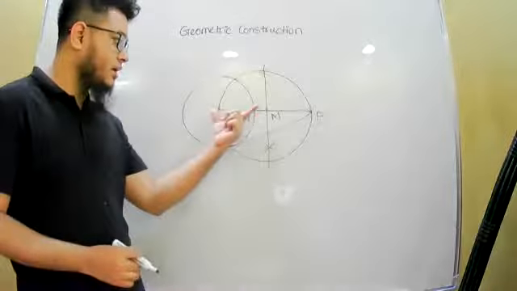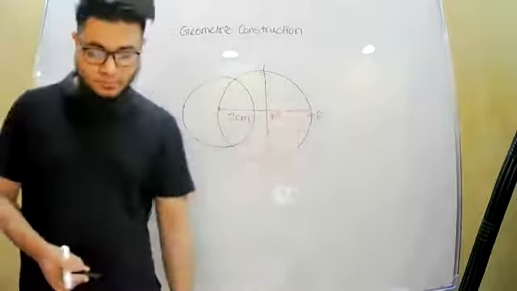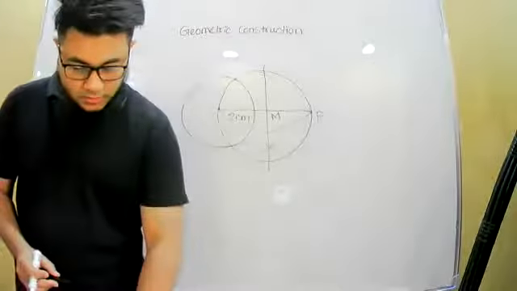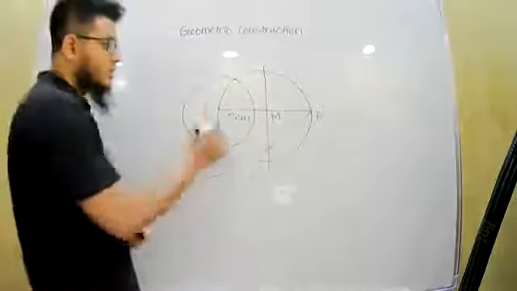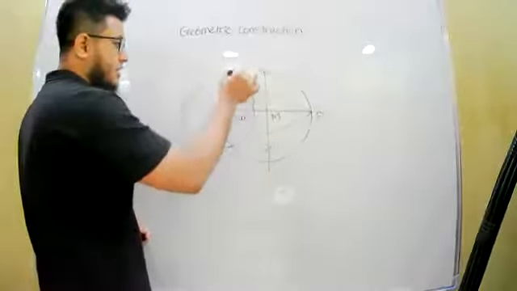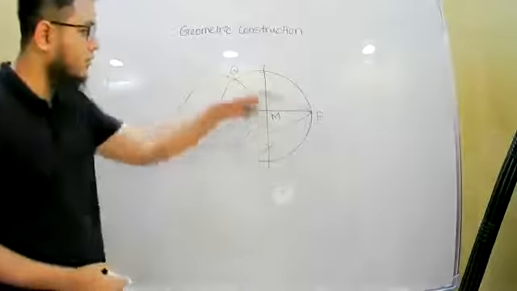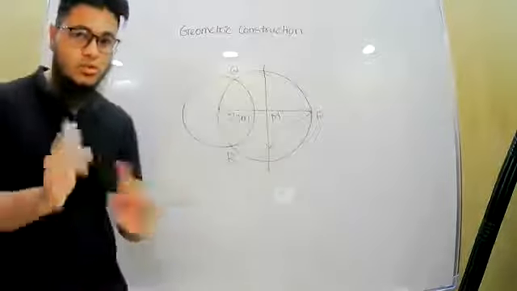No problem, you can take OM as the radius or MP as the radius. Both will be equal, because M is the middle point. So join P comma Q and P comma R. Okay, so the circle intersects at Q and R point. So join P comma Q and P comma R. So that will give you the two tangents.